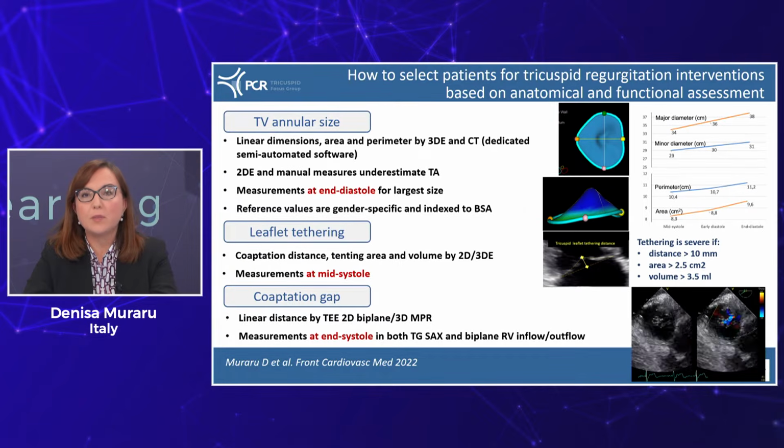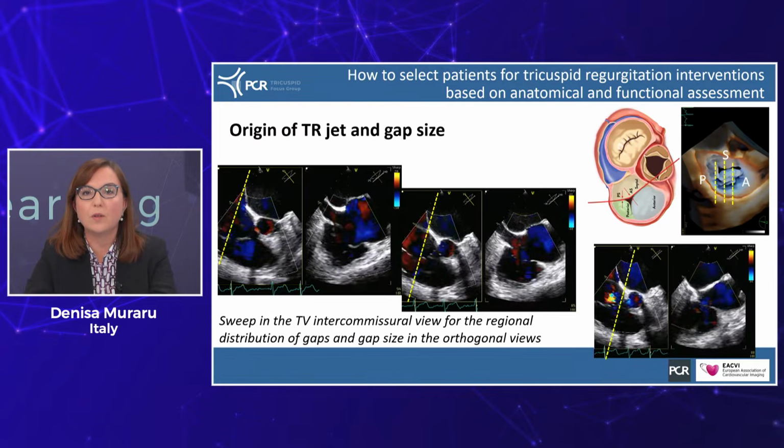Finally, we have the possibility to provide quantitative measurements for the annular size. The leaflet tethering, the coaptation gap is really important to be sized, and usually is done by transesophageal echocardiography due to the higher spatial resolution. And measurements, we need to know when to do them because it may affect their reliable estimation. For instance, the annular size, we know that we should measure it in diastole, but the coaptation gap, of course, should be measured in systole and so on.